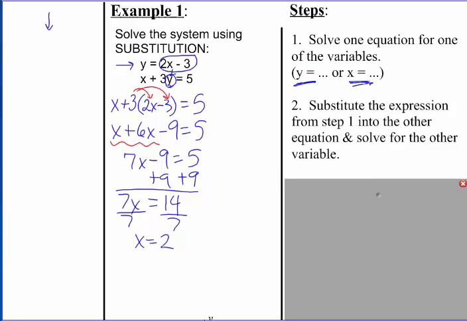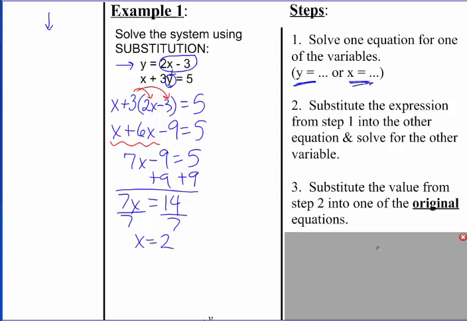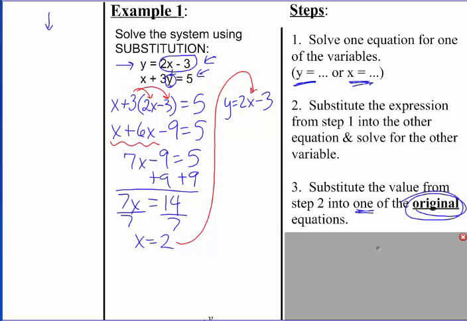Once you've gotten the value of one variable, you need to substitute that value from step 2, in our case x equals 2, into one of the original equations. It has to go into one of the original equations. So that's back up here, one of those two equations. I'm going to go ahead and use the top one, y equals 2x minus 3. You take your x value and plug it into the x spot. So y equals 2 times 2 minus 3, because the x value is 2, so that's the number I plug in. Order of operations, multiply first, 4 minus 3.